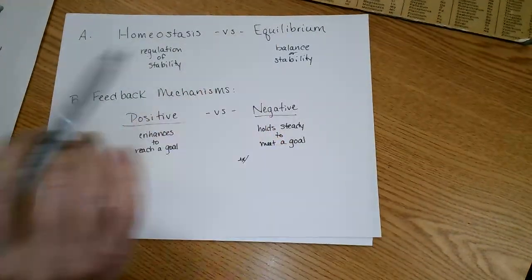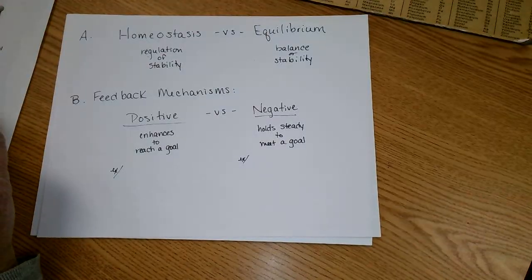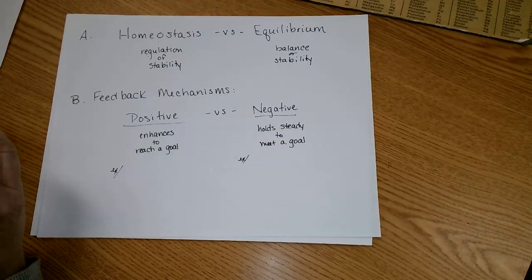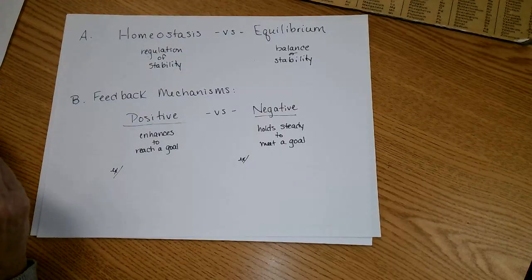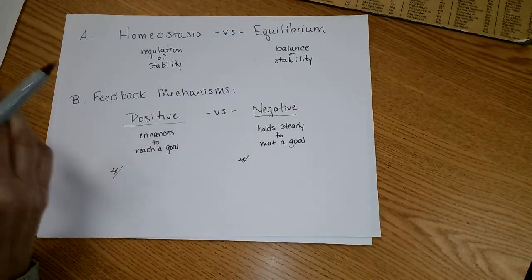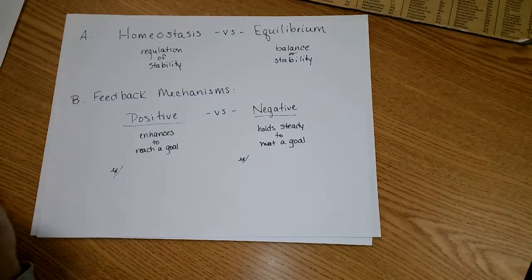And equilibrium is more of an isolated situation that you're looking at. And you're looking at that balance or stability. Like, is your body temperature regulated properly? Is it in equilibrium? Is your blood sugar at equilibrium, what it should be, okay? But homeostasis is more how that is regulated, okay? And it's more big picture.